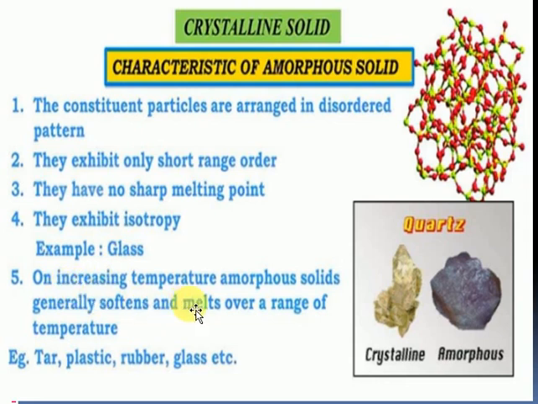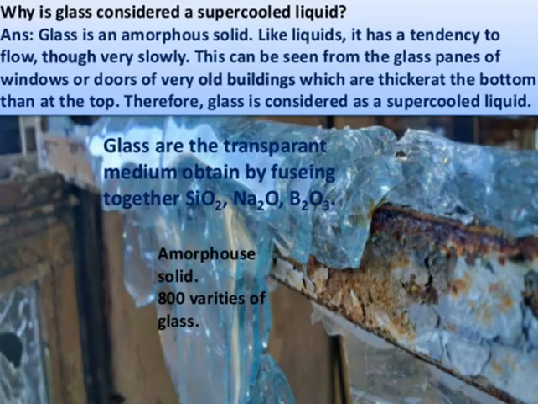Glass. On increase in temperature, an amorphous solid generally becomes softer and begins to melt. Just imagine heating water, it becomes liquid. Next slide is a very important slide. Students, this is very important. Why is glass considered a supercooled solid? A supercooled liquid, which can also be called a solid.